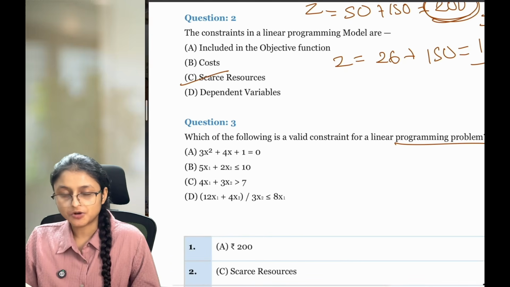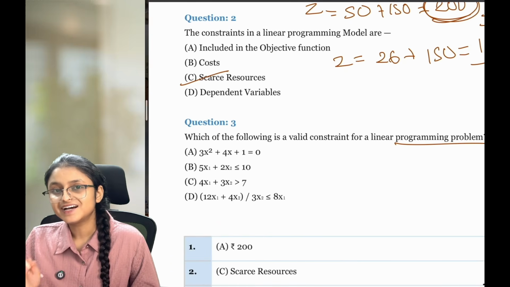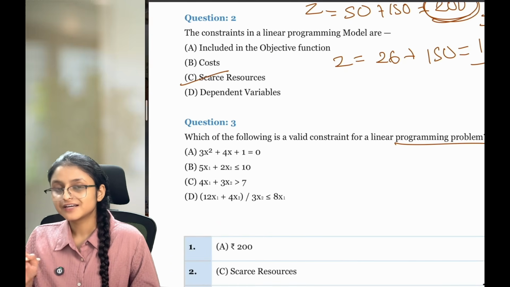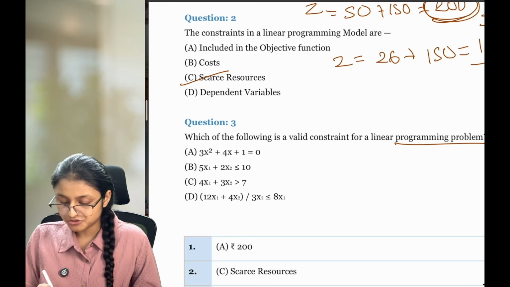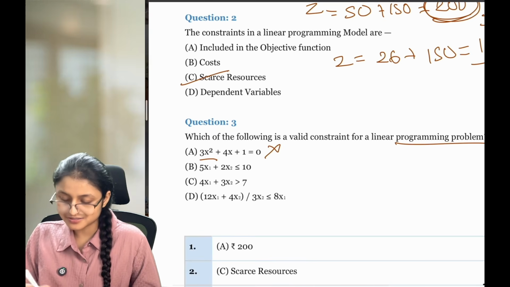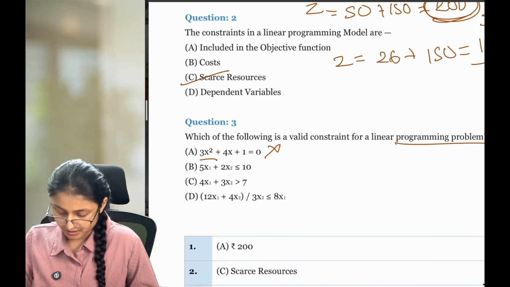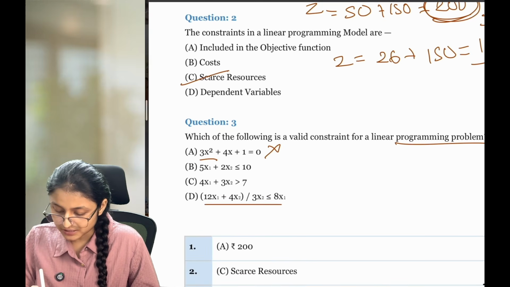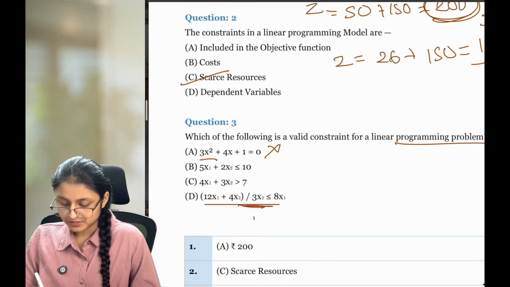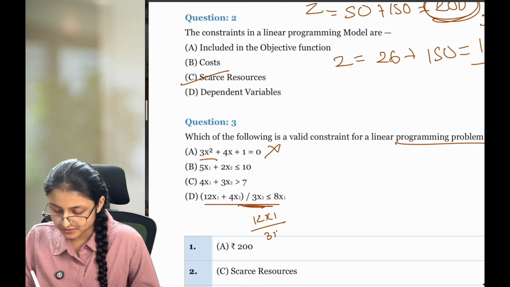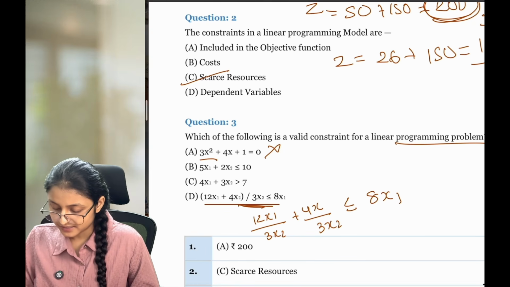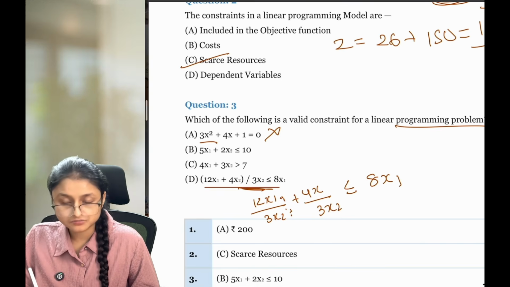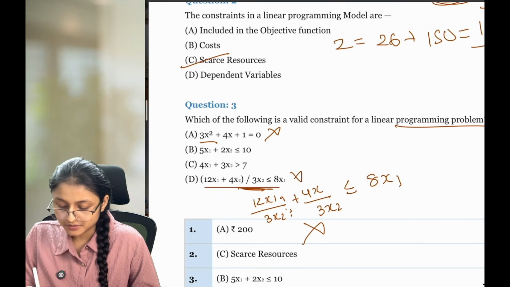So, in a linear programming problem, we have a linear constraint. Okay? It should not be non-linear. Non-linear means it should not have power more than 1. If you notice here the power is more than 1, hence this is not a linear programming constraint. Here also if you notice there is a multiplication or division of the variables. I am dividing 12x1 with 3x2. 4x1 with 3x2 is less than equal to 8x1. And if I take this 8, if you notice here I am dividing x1 with x2. Hence this is not a linear programming problem.